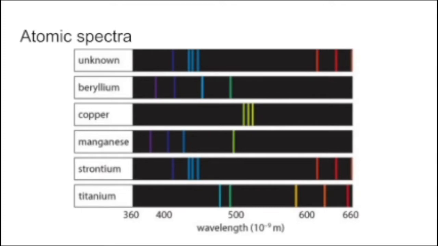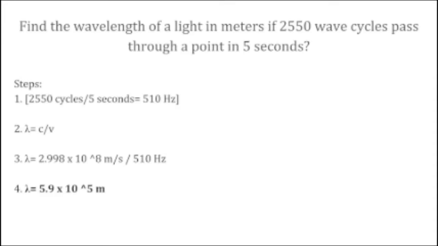Now we're going to do some practice problems. The first question asks to find the wavelength of the light in meters if 2,550 wave cycles pass a point in 5 seconds. First we need to convert the wave cycles per 5 seconds into hertz. We divide 2,550 by 5 and get 510 hertz. Next, we use the speed of light constant and the formula to find the wavelength, and we find that it is 5.9 times 10 to the 5th meters.